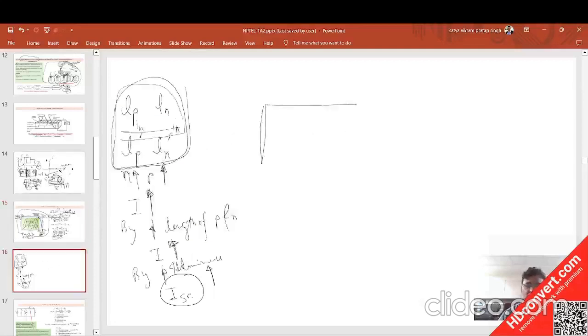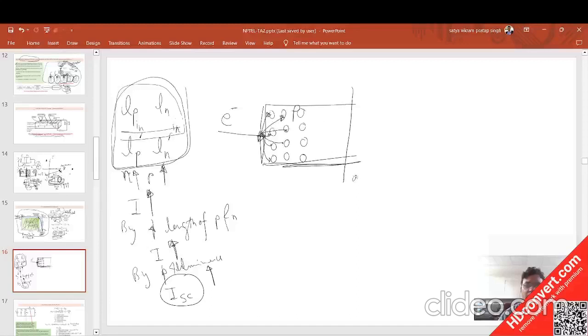Suppose this is the p side wafer, and it has holes as the minority carriers. Suppose I am injecting electrons into it continuously. What will happen initially? The electrons will recombine with this hole, then with this hole, with this hole. After that, if you inject more electrons, they will recombine with this, with this, with this.